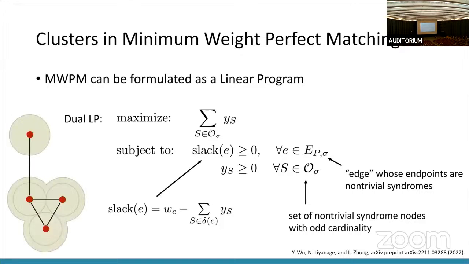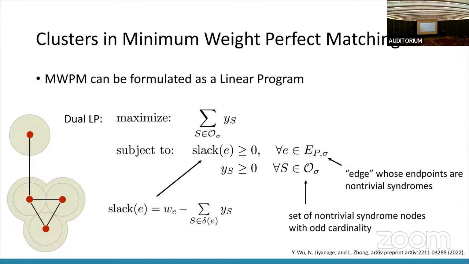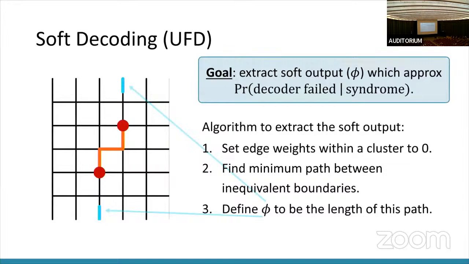So what is this slack of E? Now we're going to look at all edges E between non-trivial syndrome nodes, so between these red nodes, and we need to say that this slack must be greater than 0, defined as the weight of this edge minus all the YS's that overlap this edge. From there, you can see how maybe these YS's denote clusters and that this YS is the radius of the cluster. So the main idea of this slide is that clusters do exist in minimum weight perfect matching. And so then we can use our algorithm that we've defined before to also extract soft output information.